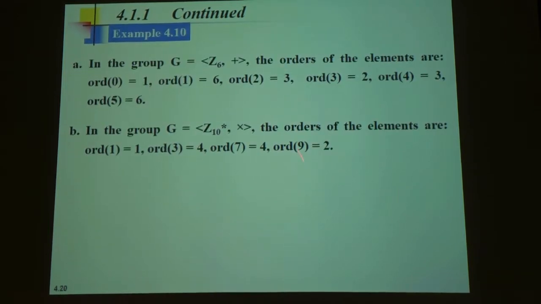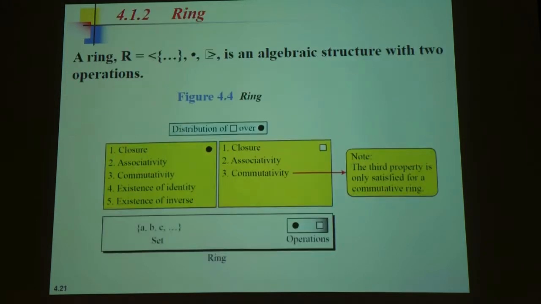Alright. So, in the group G equals Z6 under addition, the orders of the elements are: order of 0 is 1, order of 1 is 6, order of 2 is 3. Why is it 3? Because this will generate a group of 3 elements, and so on and so forth. Clear? Alright, we finished fields.